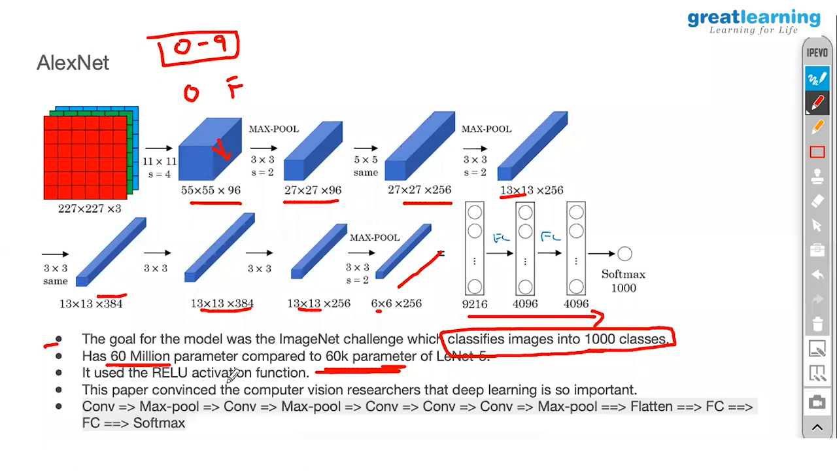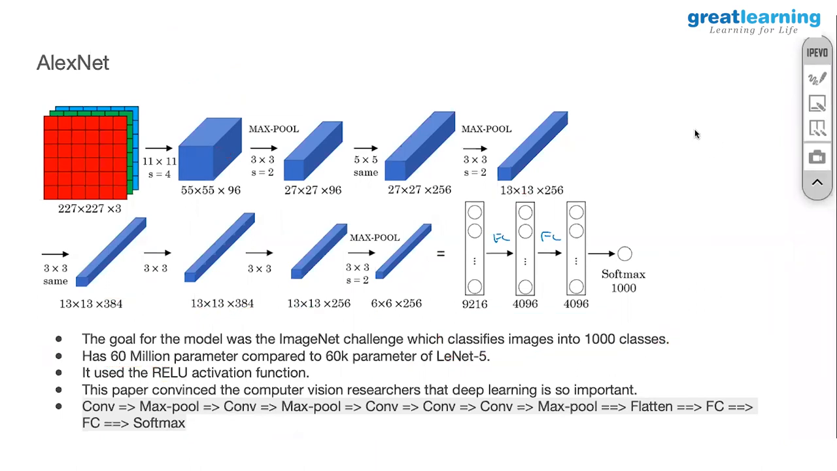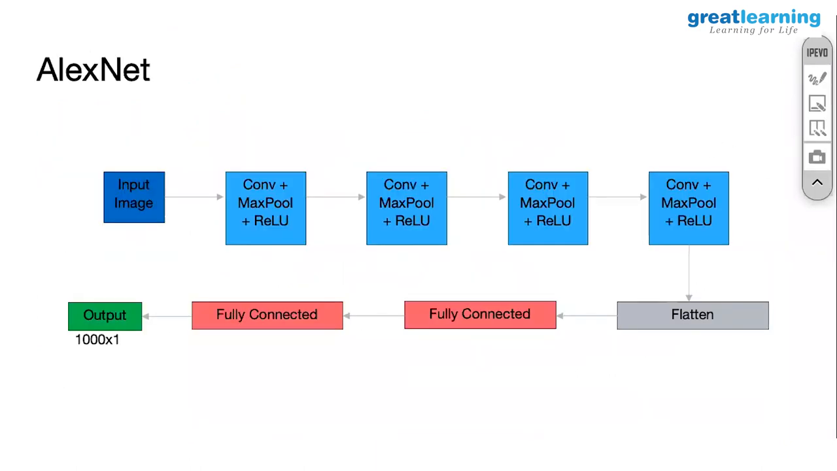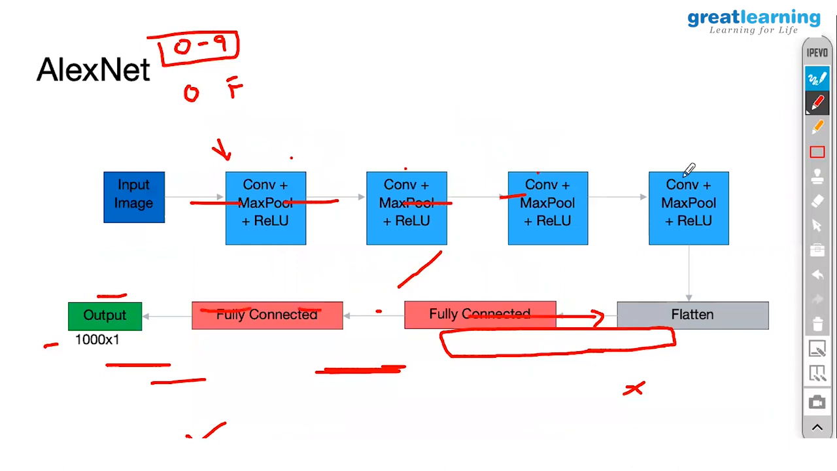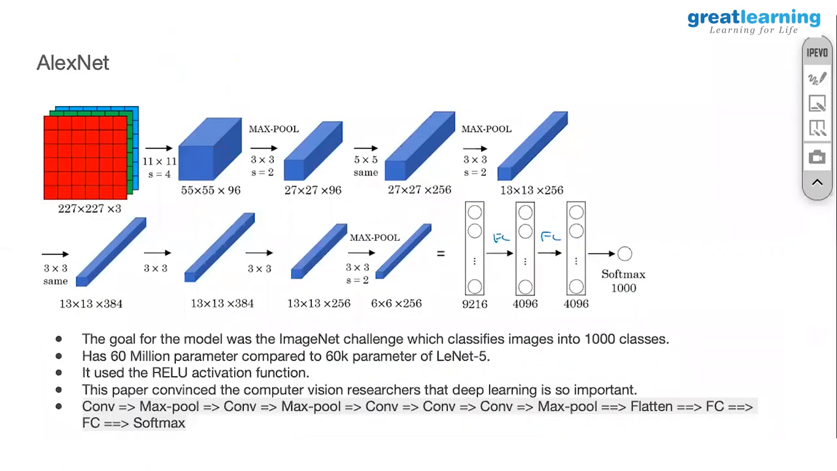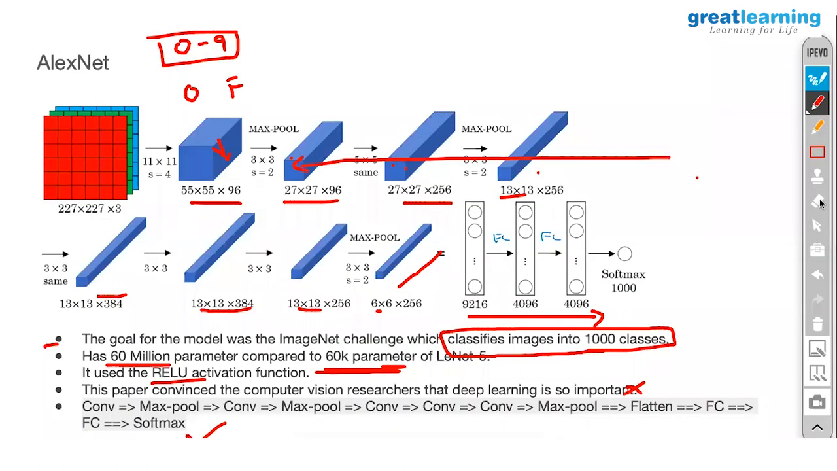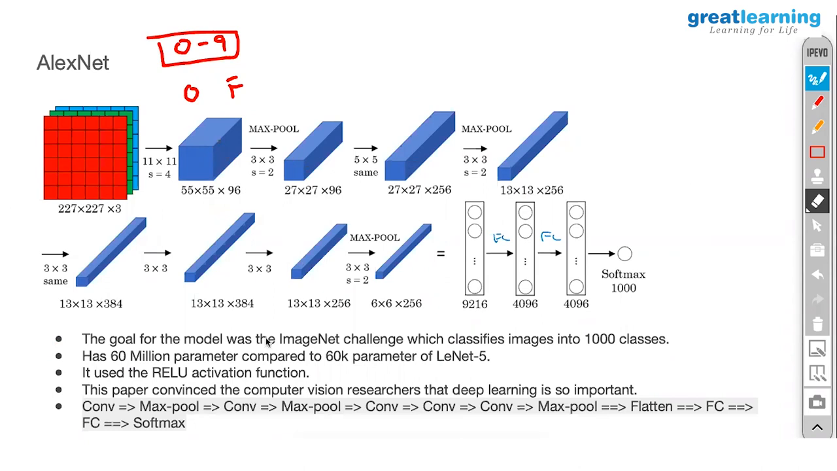It uses the ReLU activation function by default. And this paper convinced the computer vision researchers that deep learning is so important. And this is how they have done this. If you want to see the tabular structure, they have taken 1, 2, 3, 4 heavy layers. But if you look here, something is wrong in my diagram. There are more convolutions.